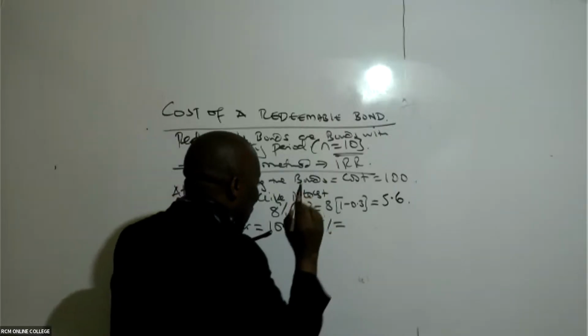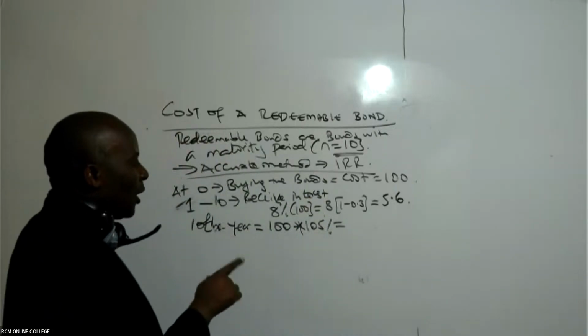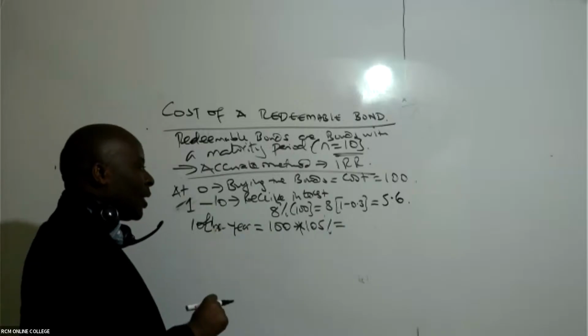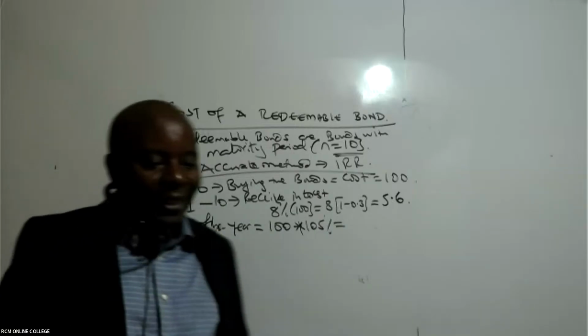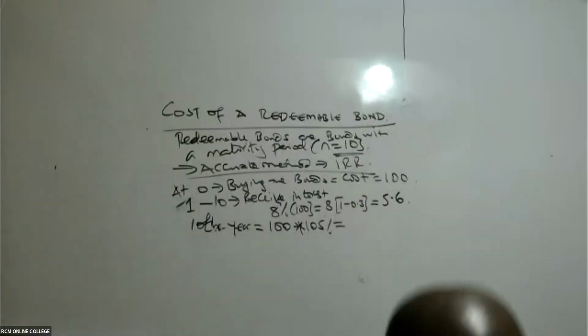I'm going to get back my bond amount, but it's already returned at exactly 100. There is a premium of 5%.